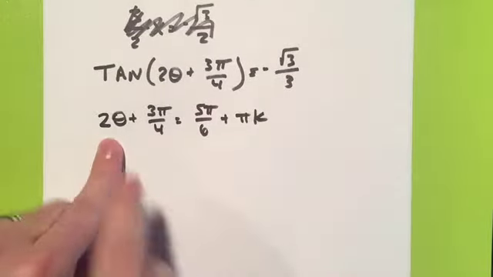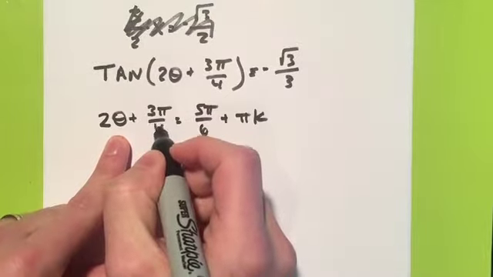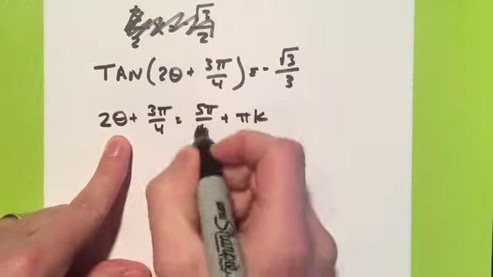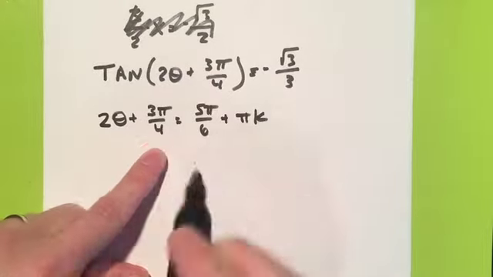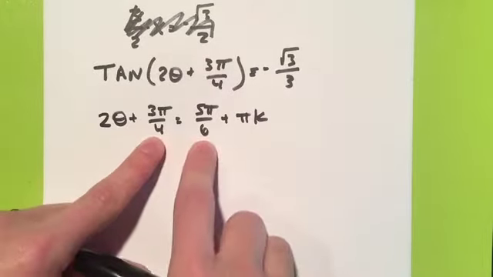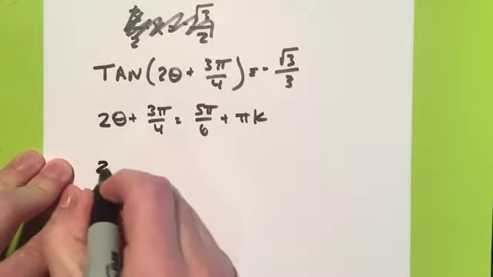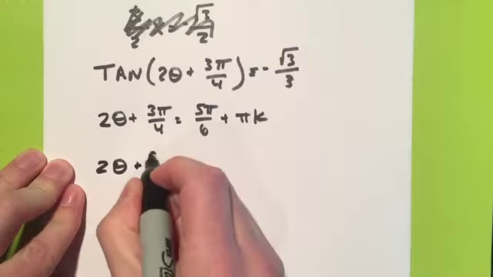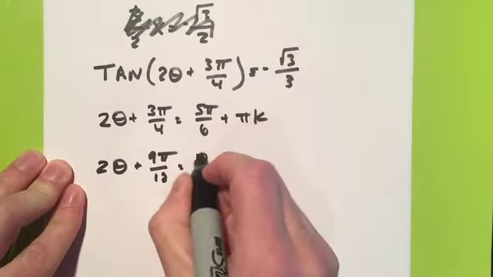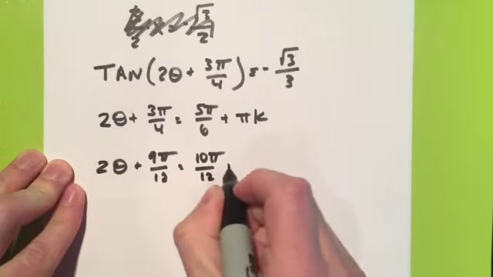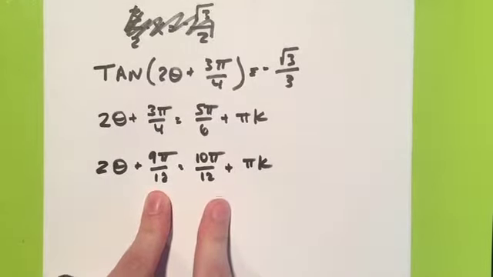Solving now, so working from the outside in. Outermost piece is this plus 3 pi over 4. Well, we will subtract that to both sides. Now, in order to do that, we need a common denominator. The least common denominator, the least common multiple between 4 and 6 is 12. I am going to rewrite this as 2 theta plus 9 pi over 12. That's going to equal 10 pi over 12 plus pi k. Now I can combine those two.